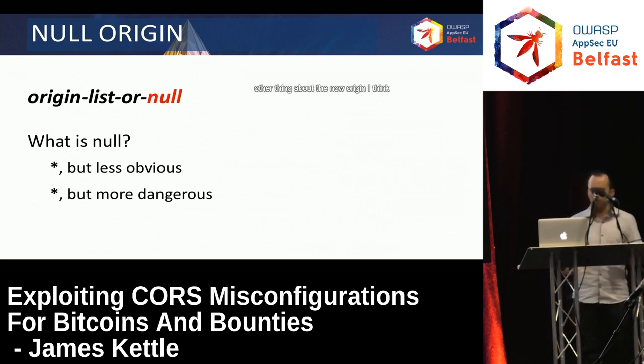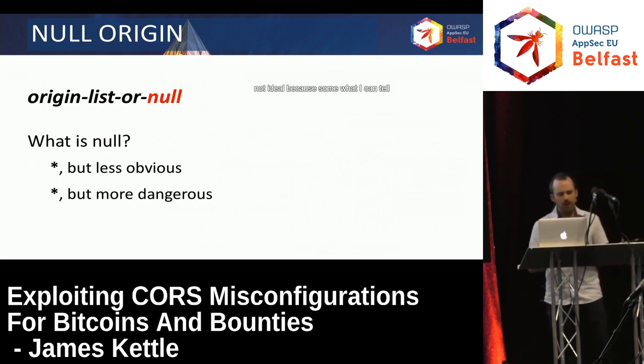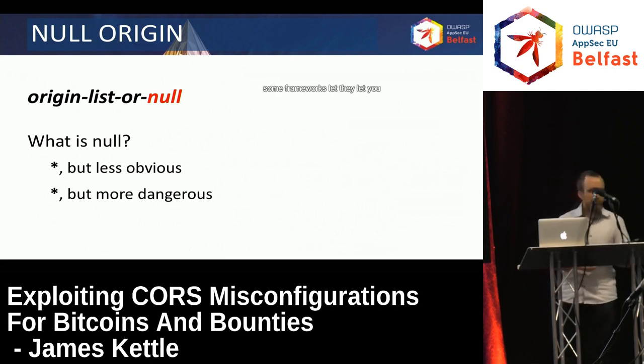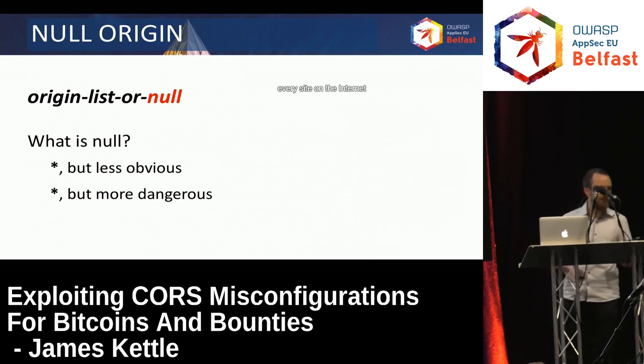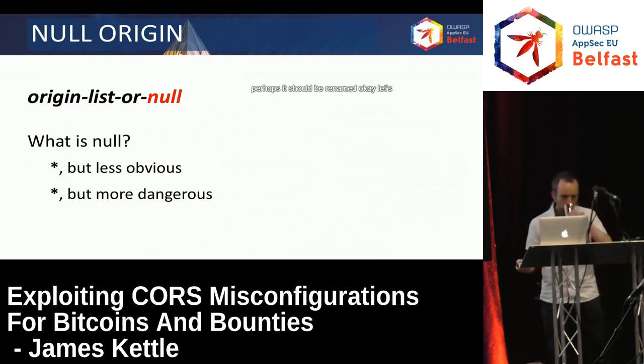There's one other thing about the null origin. I think the choice of the term null was not ideal because from what I can tell, some frameworks let you configure which origins you want your application to trust. And if you don't bother to configure the value of this variable, then the programming language decides to output it as null. So you're trying to say, I don't trust any sites, and the end result is that you trust every site on the internet. Perhaps it should be renamed.